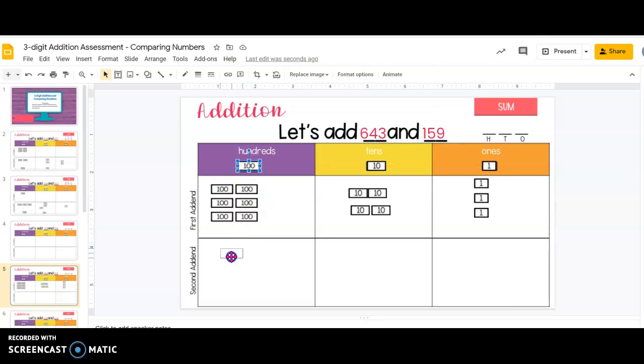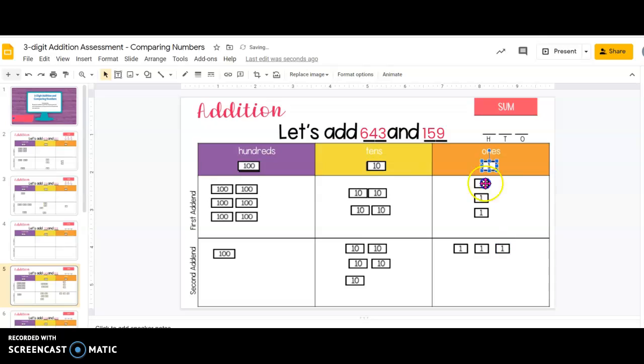159, so 100. And I have 5 tens. How do I know that the number 5 is an odd number? Look at that. Because the 4s have partners, but the 5 is missing a partner. Look, 5. And then I have 9 ones. I'm gonna put the 9s in groups of 3 because I know I can make groups of 3.